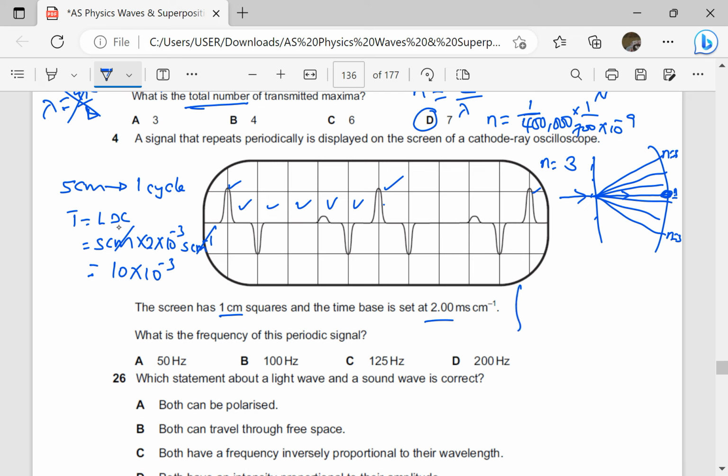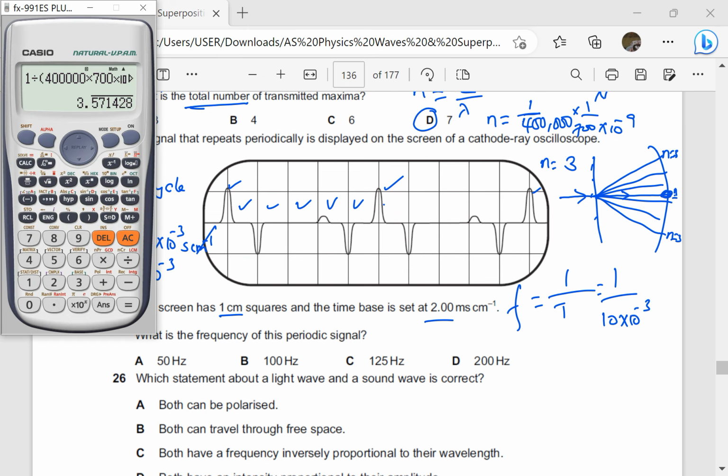Now I can find the frequency. The frequency is going to be 1 divided by the period, which is 1 divided by 10 times 10 power negative 3. From my calculator, this gives us 100. So our answer here is 100.